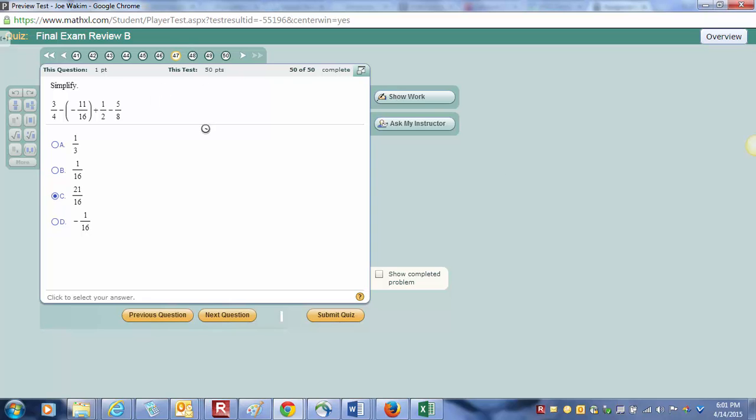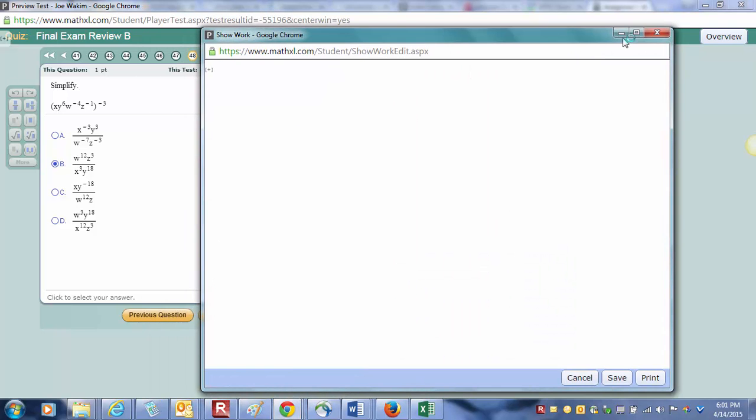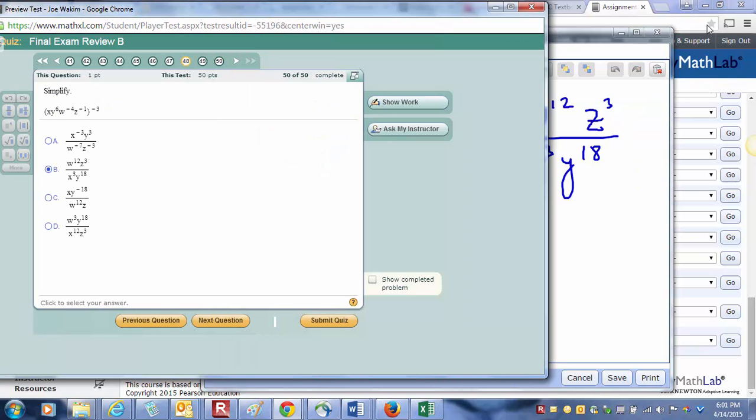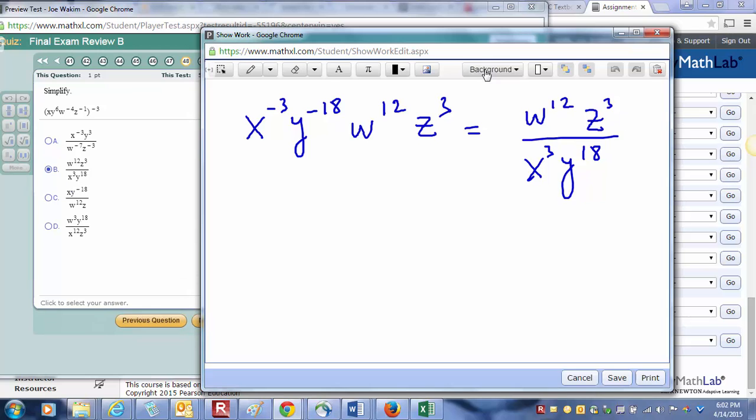Number 48. Okay, here we have to use the rules of exponents. Power to power we multiply. So if you start by multiplying, you have 1 times negative 3 is negative 3. 6 times negative 3, negative 18. Negative 4 times negative 3 is plus 12. Negative 1 times negative 3 is plus 3.